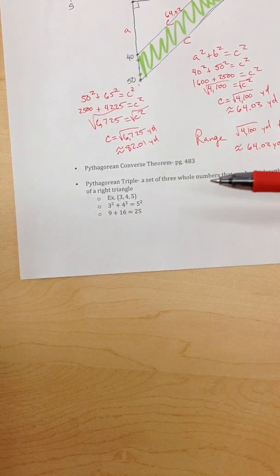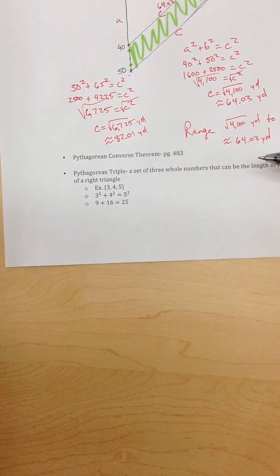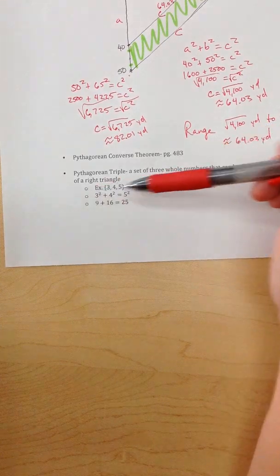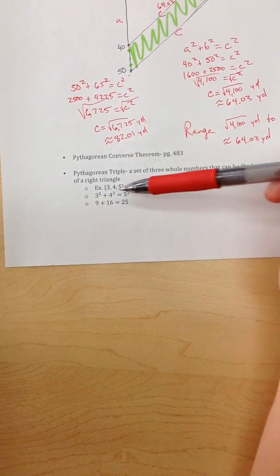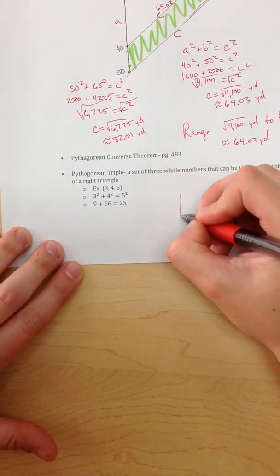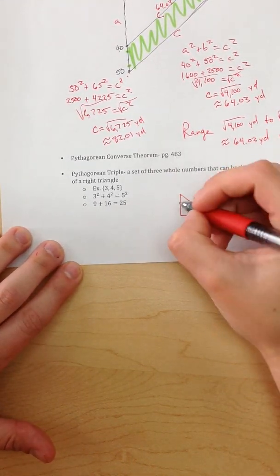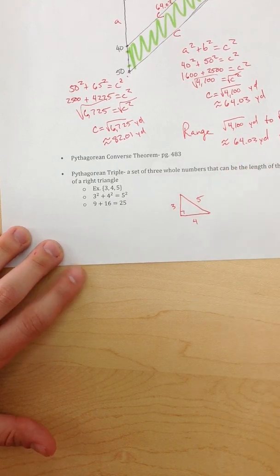What they call these, if it does come out to be a right triangle, is called Pythagorean triples. So it's a set of 3 whole numbers that can be the lengths of the sides of a right triangle. One of the most common Pythagorean triples is a 3-4-5 triangle. So a 3-4-5 triangle would look something like this. You've got 3, 90, 4, and then 5 there.